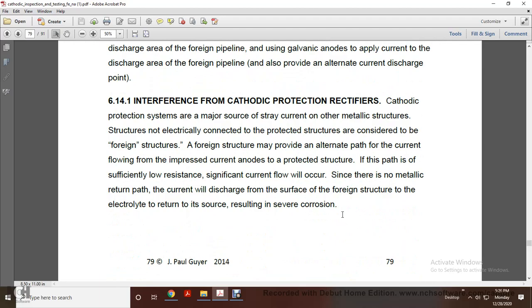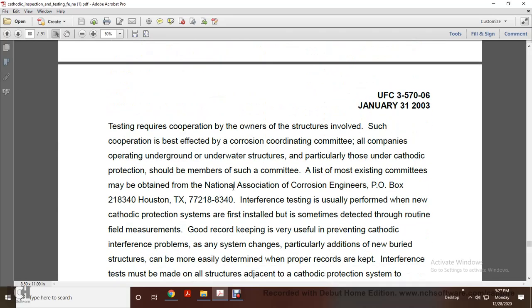6.14.1, interference with cathodic protection. Cathodic protection forces a direct current into a metal structure. Structures not electrically connected to the protected structure are considered foreign structures. A foreign structure may provide an alternate path for current flowing from the impressed current anodes to the protected structure. If this path is sufficiently low in resistance, significant current flow will occur. Since there is no metallic return path, the current will discharge from the surface of the foreign structure into the electrolyte to return to its source, resulting in severe corrosion.